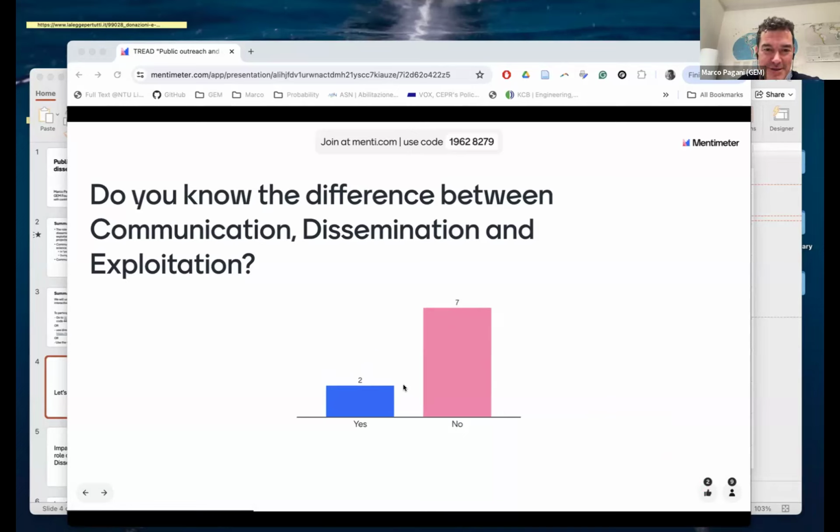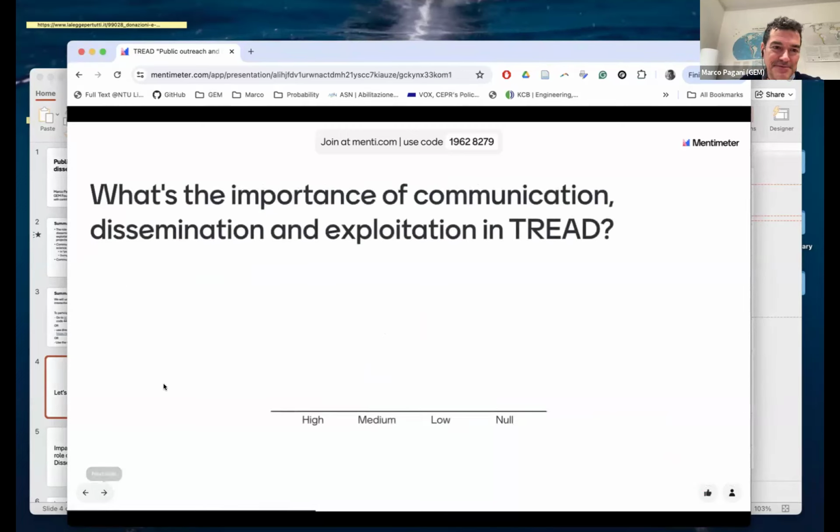I don't see additional contributions. Maybe I move to the next question. If you know it, or if you have a slight idea, what's the importance of communication, dissemination, and exploitation in our project?